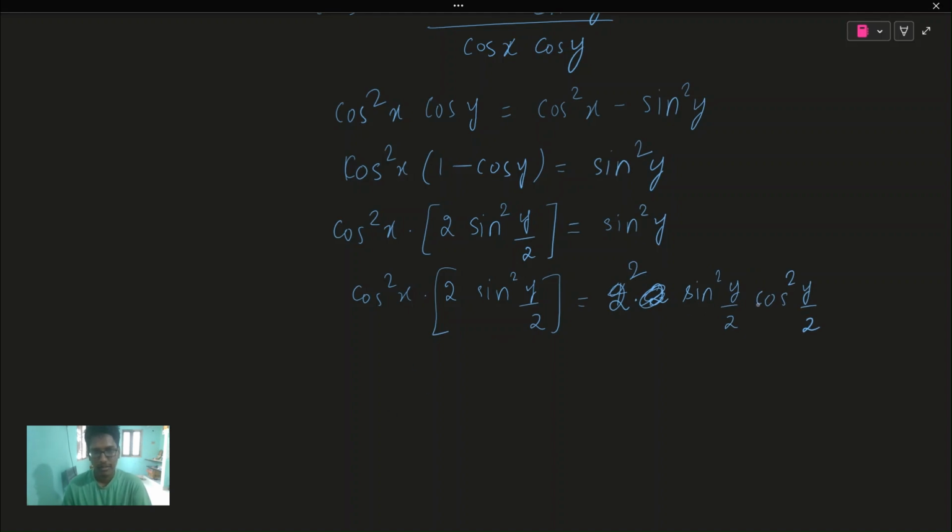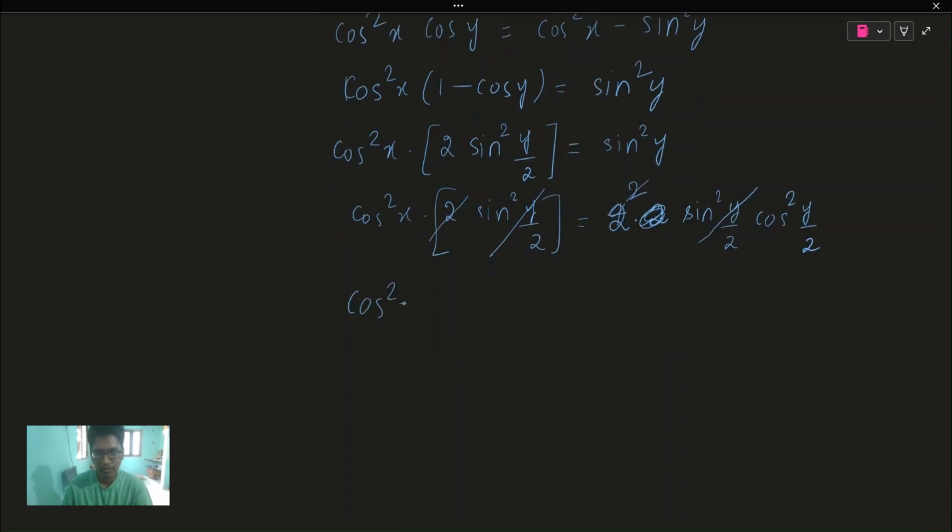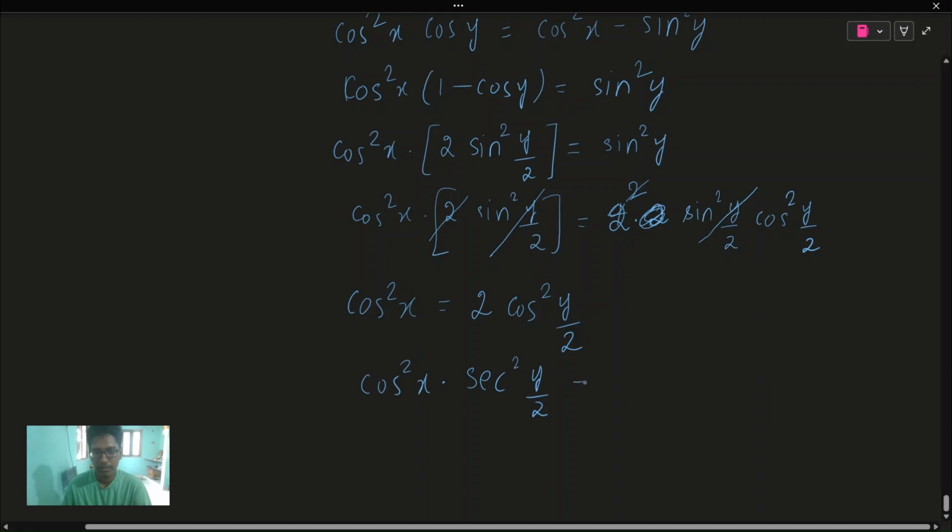So in order to get secant square Y by 2, the LHS should be 1 by cos square Y by 2. So just cancelling this and 2 and 2 square, we would get cos square x is equal to 2 times cos square y by 2, which means while transposing this to LHS, we would get cos square x dot secant square y by 2 equal to 2.